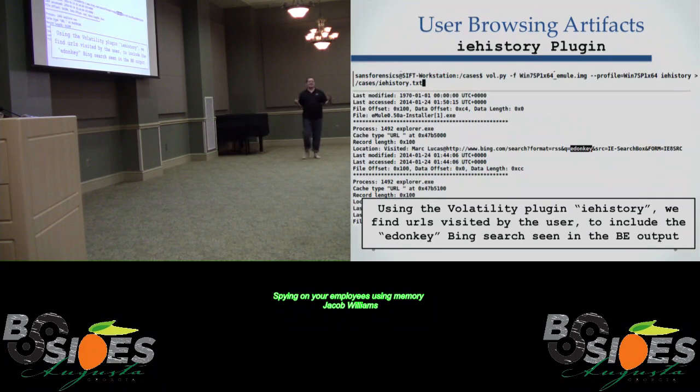We can parse the IE history, the Internet Explorer history, and go find URLs visited by the user. Again, I want to point out that we're not grabbing all the files on the disk, we're grabbing memory. So again, think about the power of this. We're parsing all this stuff out using, in most cases here, a single tool, Volatility.